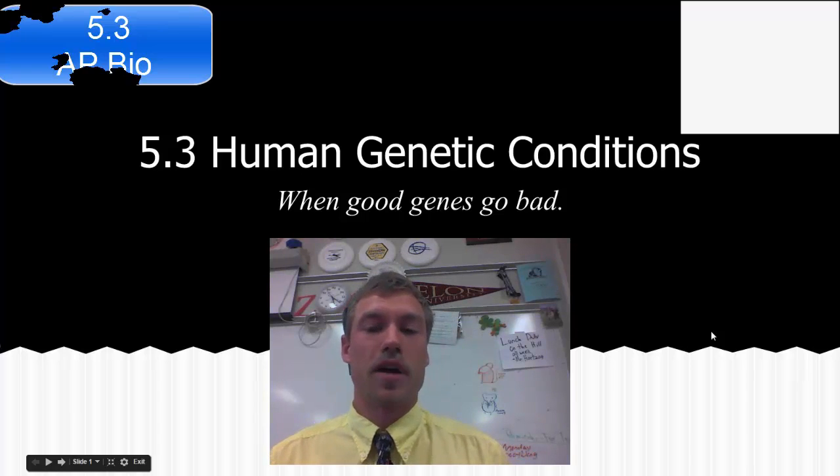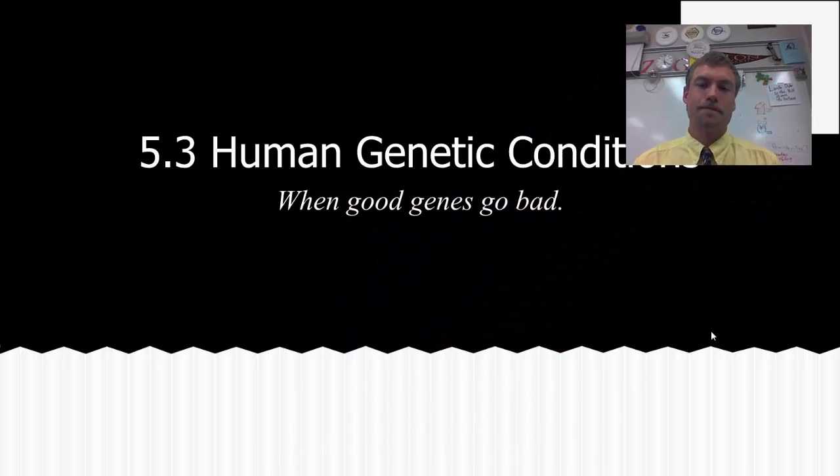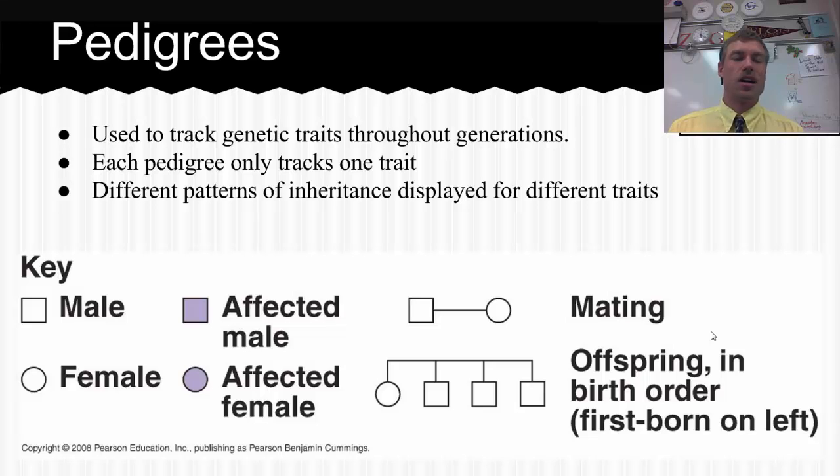Today, we're going to be talking about human genetic conditions, or when good genes go bad. Now, before we get into that, we're going to need to talk about pedigrees. Pedigrees are charts that are used to help track genetic traits over multiple generations.